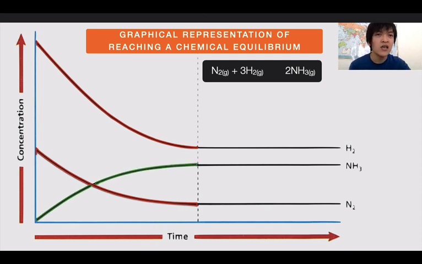You should notice that at the beginning of the reaction, there is only reactants and zero product. As the reactants are decreasing, product is being produced. That makes sense. Eventually, the amount of reactants and products both plateau, which means that their amount is not changing anymore. The reaction has reached equilibrium at this point.